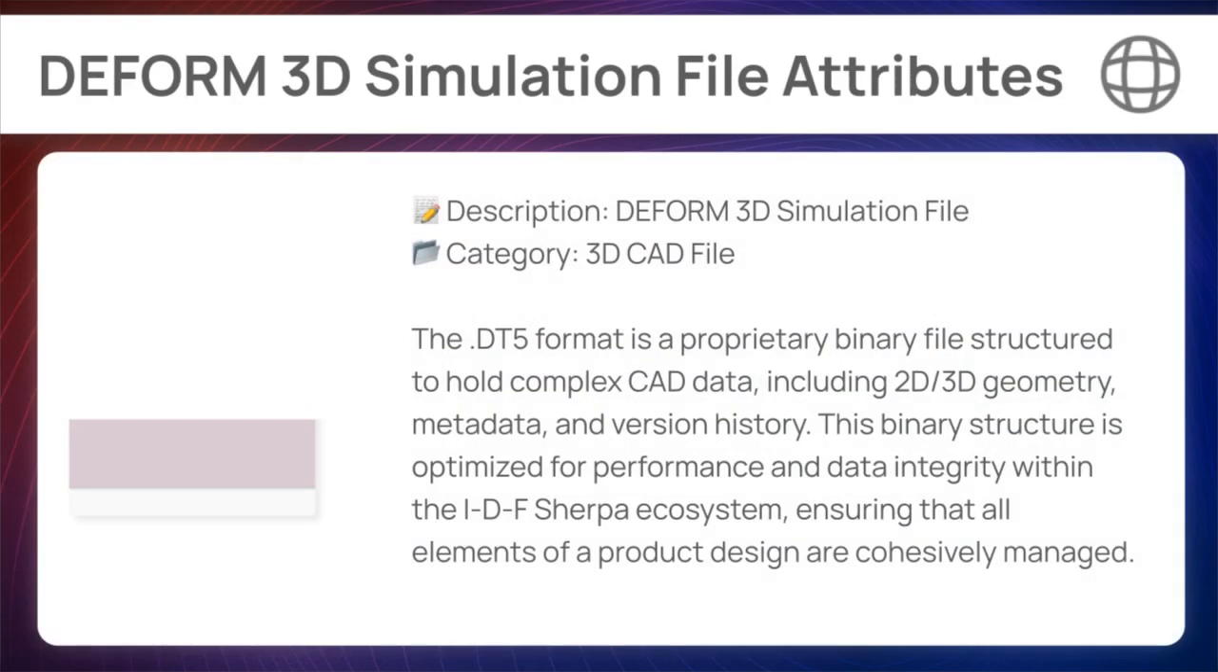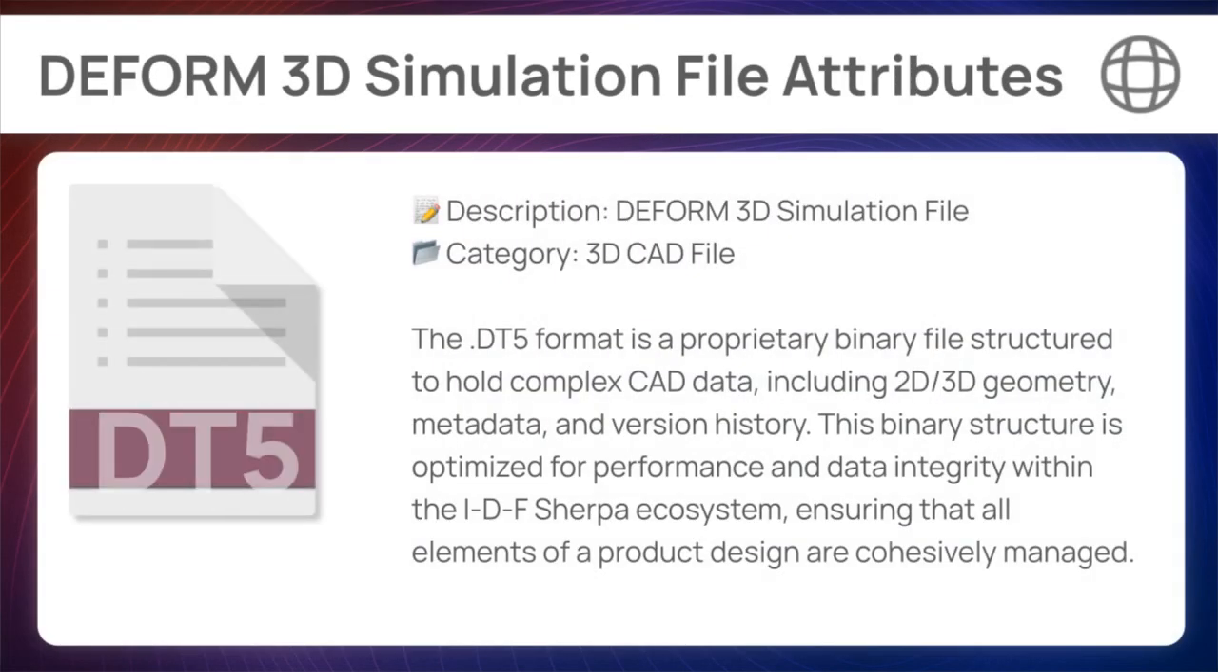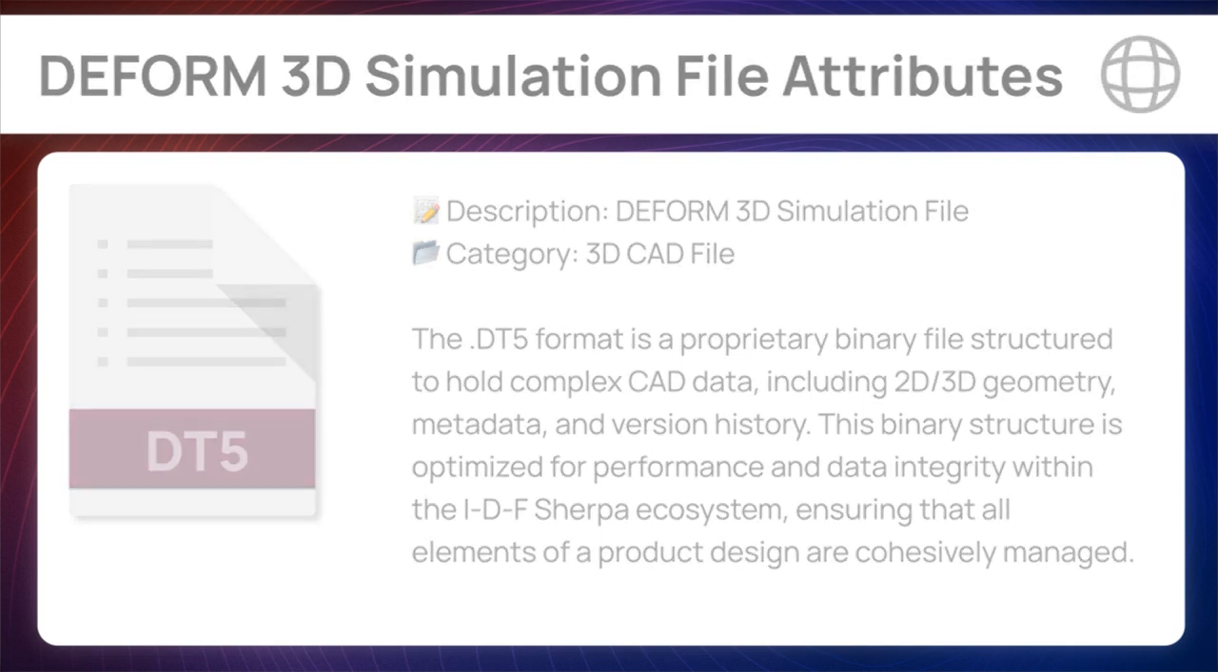The DT5 format is a proprietary binary file structured to hold complex CID data, including 2D, 3D geometry, metadata, and version history. This binary structure is optimized for performance and data integrity within the I-D-F Sherpa ecosystem, ensuring that all elements of a product design are cohesively managed.